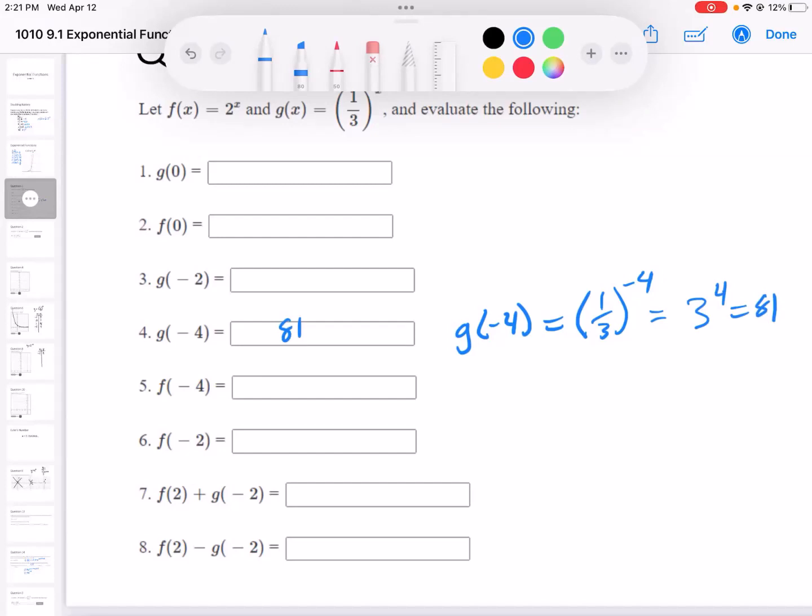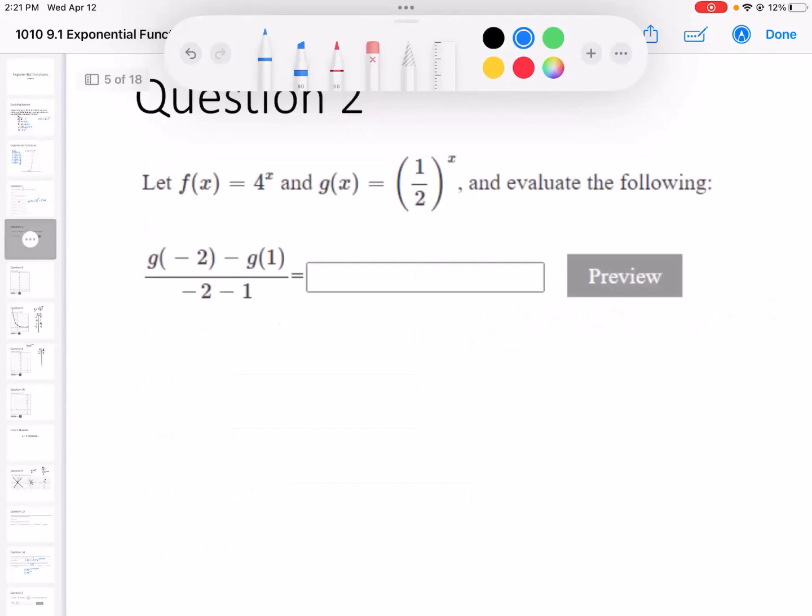And so on question 1, you'll basically just go through and evaluate all of these things. And on some of them, you may have 2 evaluations that are added together or subtracted. So like in this case, you would input a 2 into F, input a -2 into G, and then add the results together. Question 2 is similar because question 2 asks you to evaluate this expression. So this expression is saying you input a -2 into G, figure out what that gives you, input a 1 into G, and then subtract those 2 results, and then divide by -2 minus 1.